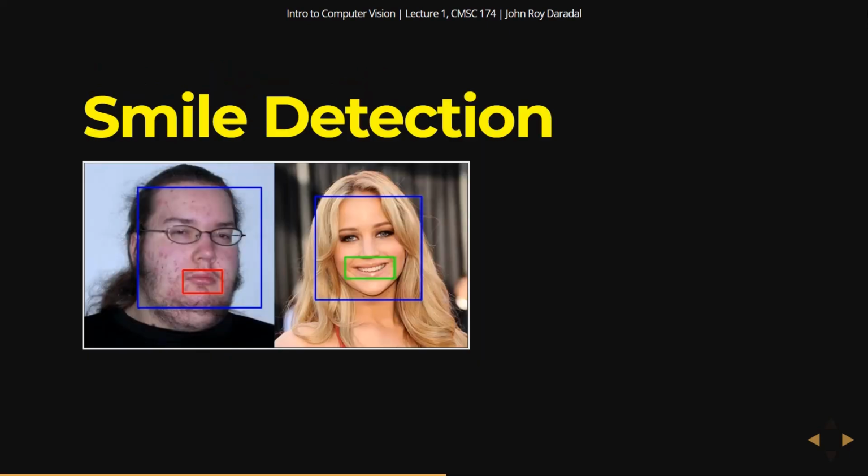Now, on to more positive things. You have smile detection, right? So some cameras have this. When they detect a smile, they automatically capture the picture, right? So I remember I had a camera before that did this.